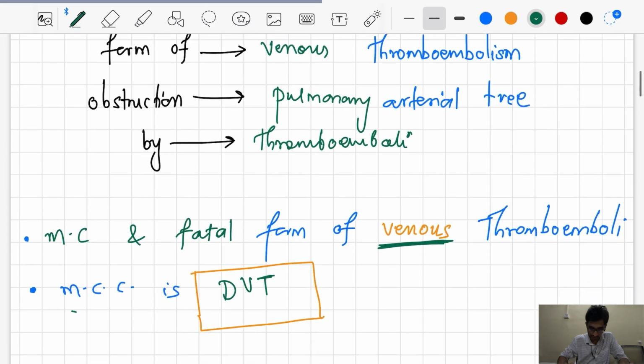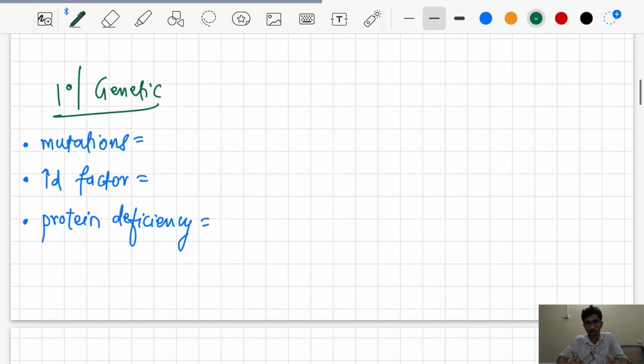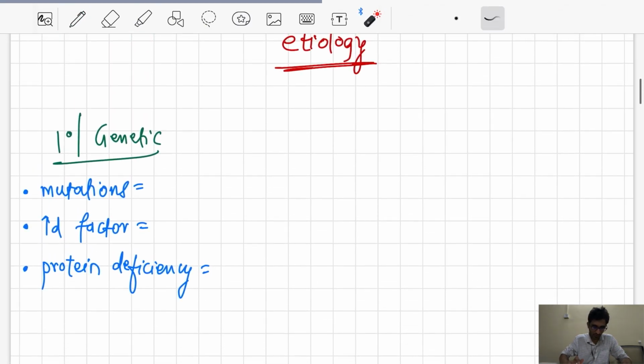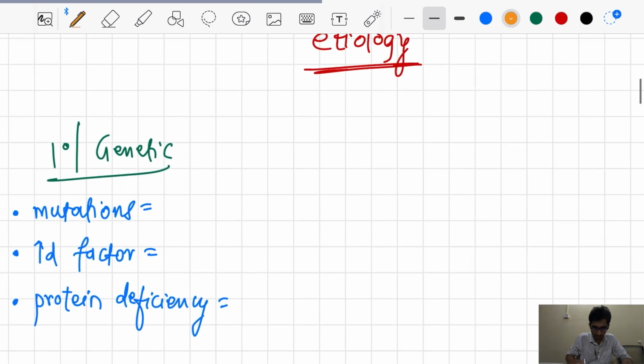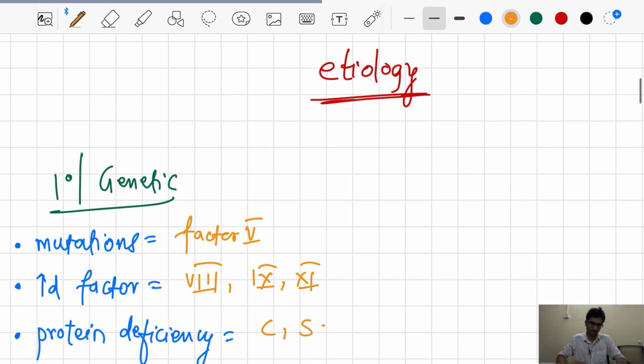Now we will look into the etiology of pulmonary embolism. There are two main categories. First is primary or genetic, and second is acquired or secondary. In primary or genetic etiology, there are mutations like factor 5 mutation, again increased factors like factor 8, factor 9 or factor 11, and protein deficiency like protein C, protein S.